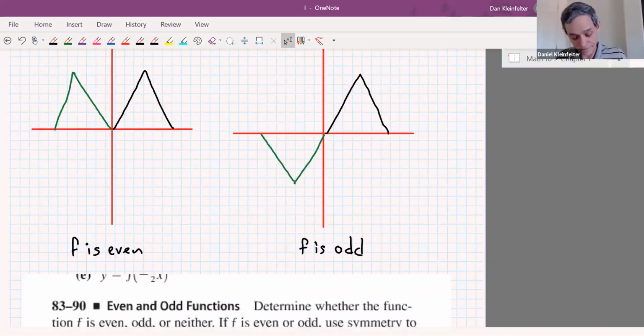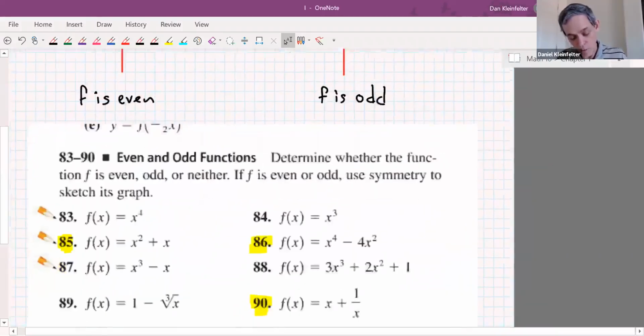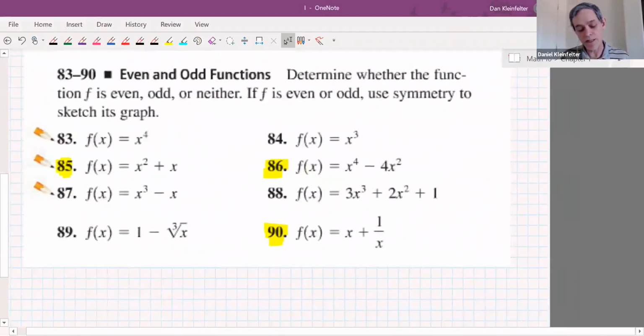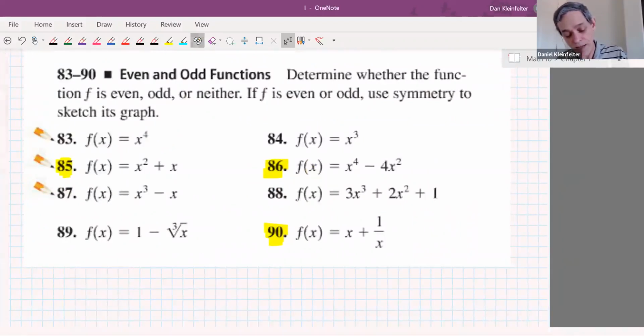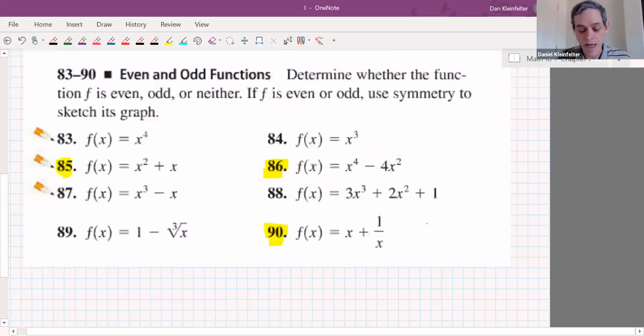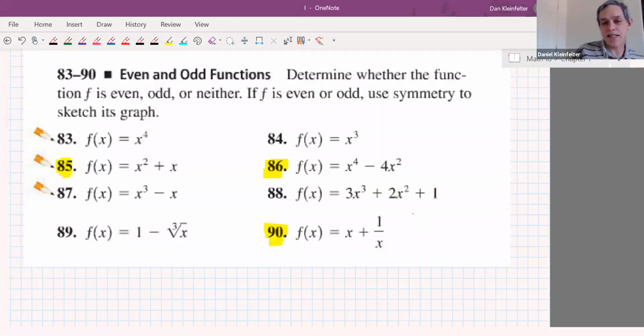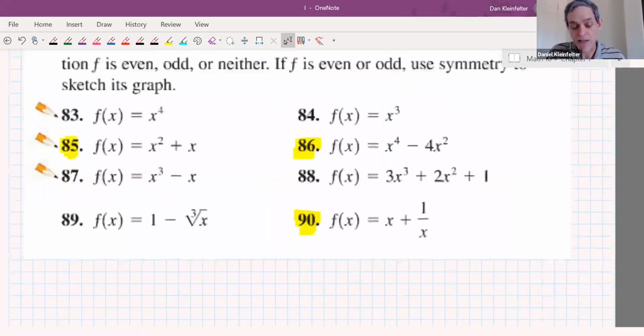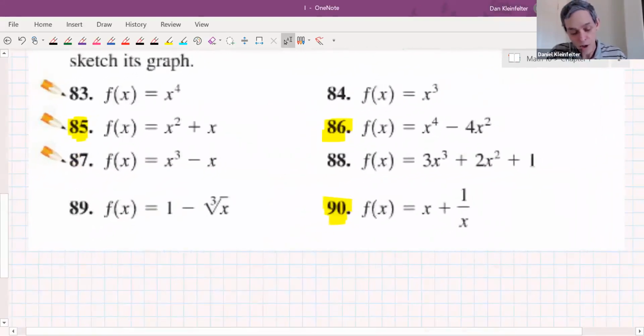Okay, so one of the things that we want to be able to do is, just given the formula, decide whether a function is even, odd, or neither. If you feel like graphing it, go ahead if you already know how to graph it. But usually we use the even and oddness to help us produce the graph. So that's kind of backwards. Instead, we'll use that algebraic criterion to see whether the function is even, odd, or neither. So let's try it here with 85.